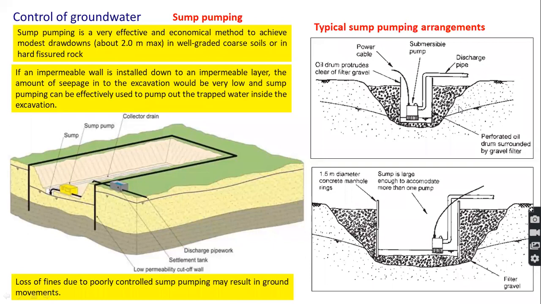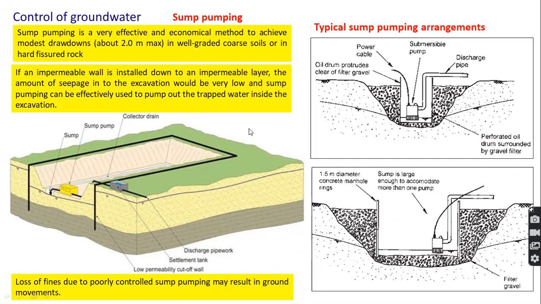Some typical arrangements for sump pumping are shown here. You can have a perforated barrel covered with some filter media, and inside you have a submersible pump, which takes the water out. In some cases, for large scale dewatering, concrete cylinders can also be used, as typically shown here.